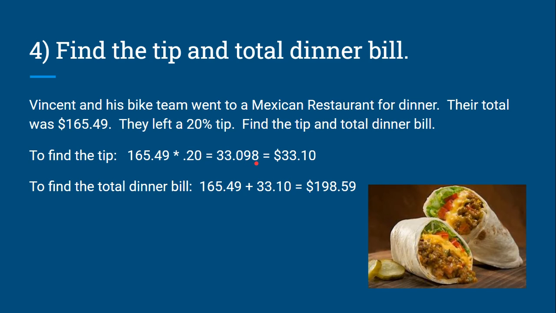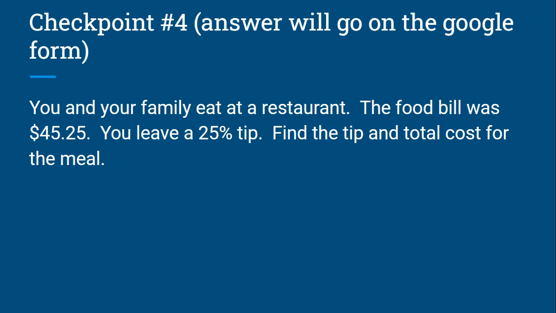So watch it carefully. This 8 will cause the 9 to round up. So it's not going to be 9 cents. It's going to round up to 10 cents. So Vincent is going to leave $33.10 on the table for the tip for the waiter. So he's not only going to pay 165.49, but he's also going to pay for the tip. So the total dinner bill is $198.59. All right, you try this one on your own.